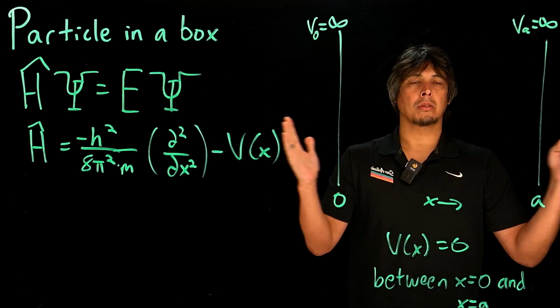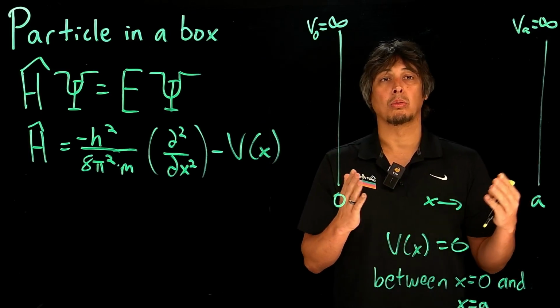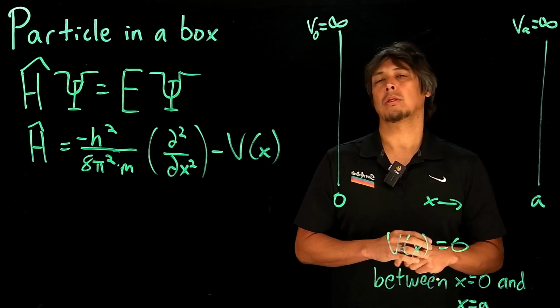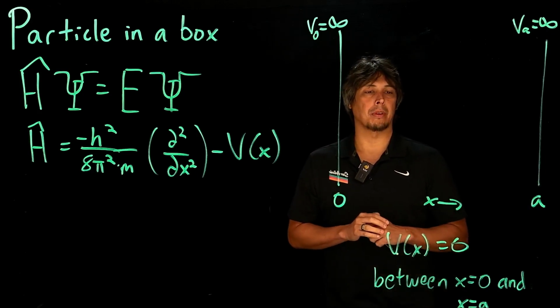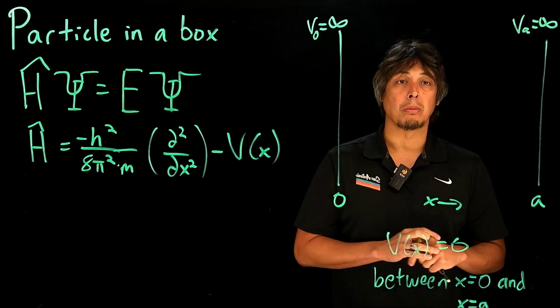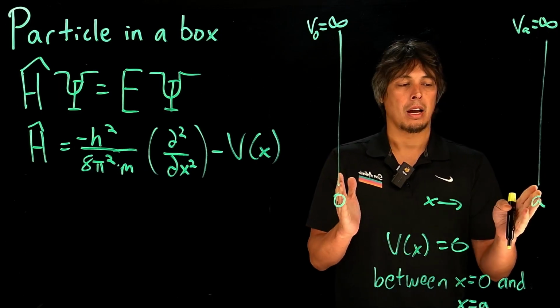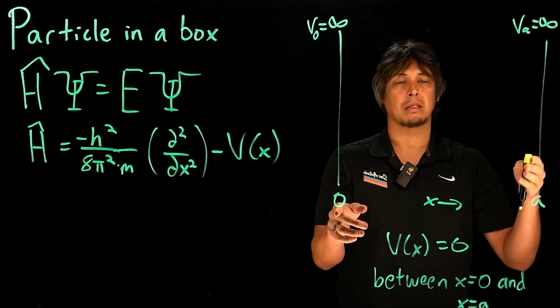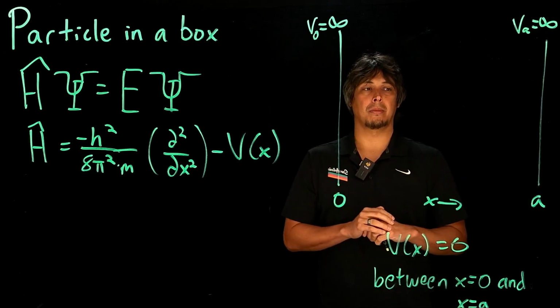So we can alter the size of the box, in other words, from 0 to, if we want to make a equal to 1 angstrom, or we can make it 1 meter. We can do that. In this case, a is just representing how much distance there is between one side of the box and the starting point of the box. And again, it's just one dimension.